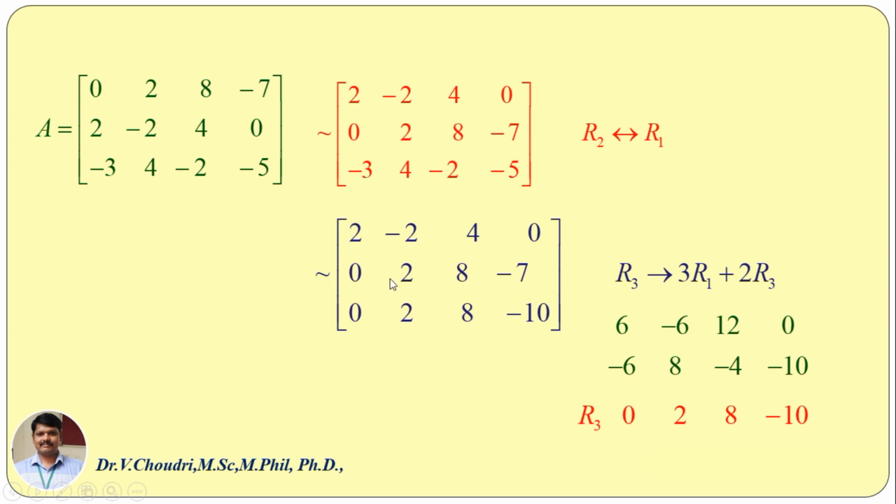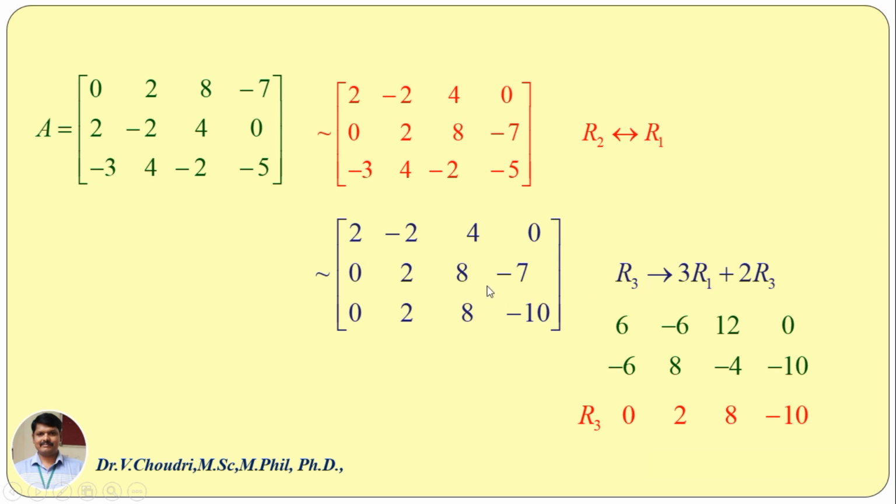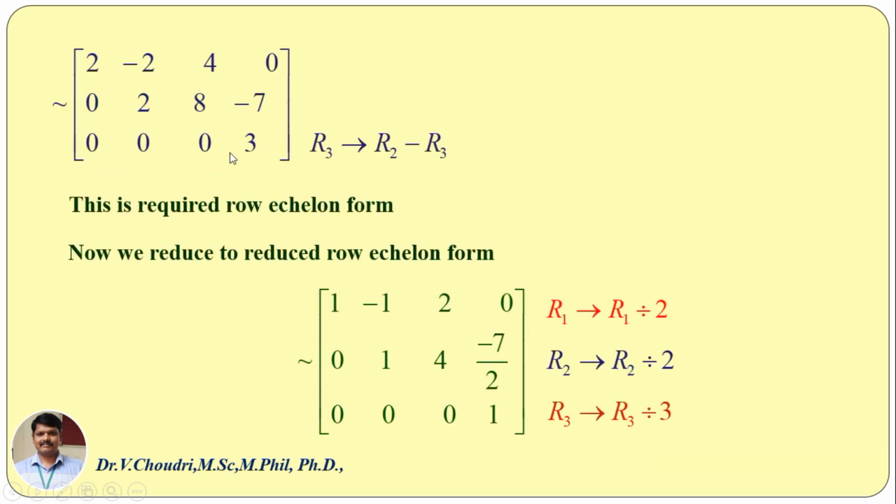Look at these leading diagonal elements. Below this pivot element 0, 0. The first condition is okay. Second, below this number 2 is there. We need to make this 2 as 0. Very simple: subtracting R2 minus R3, what happened? 2 minus 2 becomes 0. So we subtract the second row and the third row: 2 minus 2 is 0, 8 minus 8 is 0, and minus 7 minus 10... see this answer, plus 3.